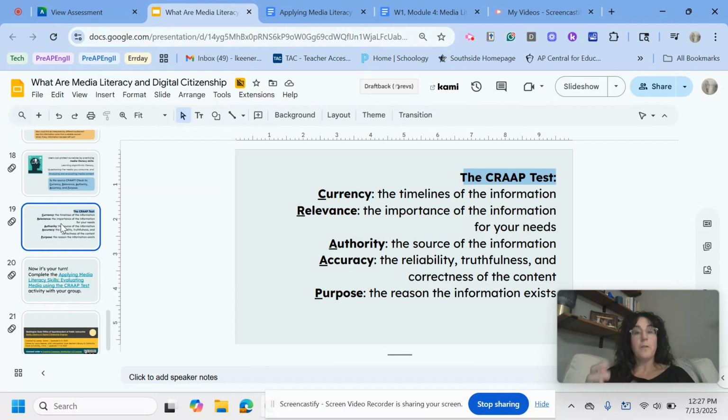Looking more closely at the CRAP test, currency would be the timeliness of the information, relevance would be the importance of the information for your needs. The authority is the source of the information. Accuracy, is it reliable? Is it truthful? Is it correct? And then purpose is, for what reason does it exist?